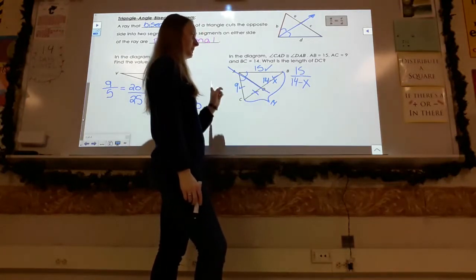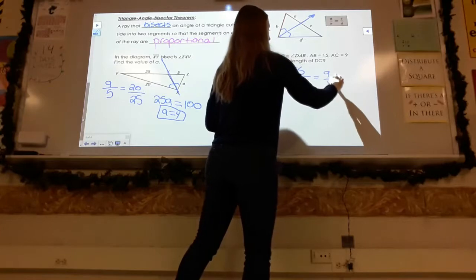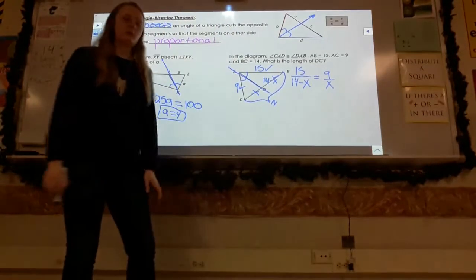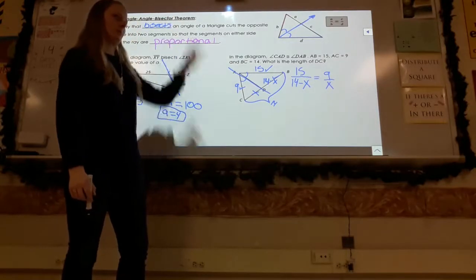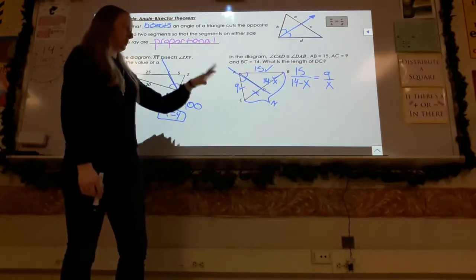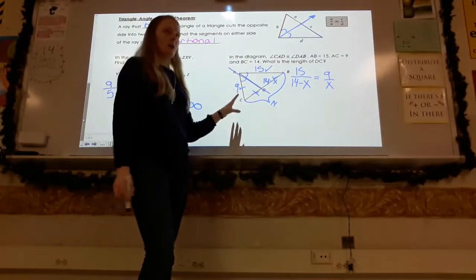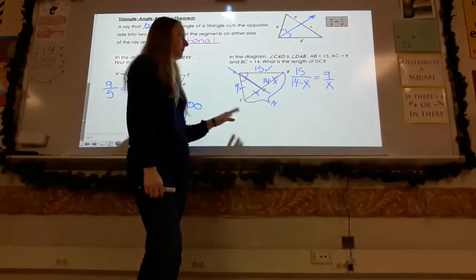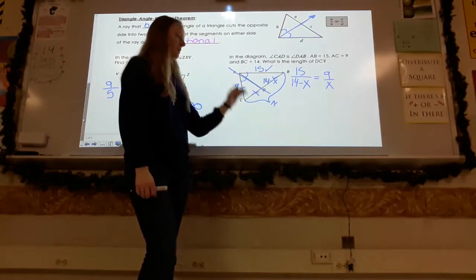Then equals 9 over x. Whatever direction you go in, and you get to choose that, whether you want to go top down or down up, or start on the left or on the right, it doesn't matter, as long as you maintain that same pattern when you shift to the other side of the shape. So if you go 15 over 14 minus x, 9 over x.